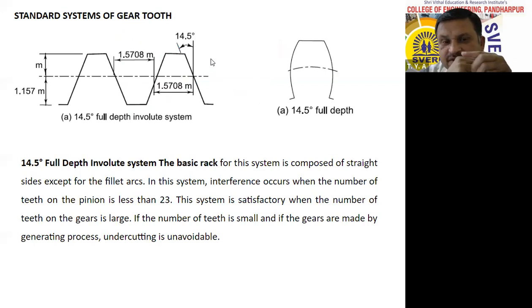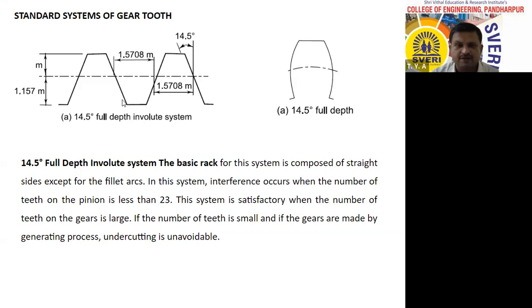Now next is very important, that is the standard systems of gear tooth. Standard systems of gear tooth are classified according to the pressure angles. You know that there are only two pressure angles, 14.5 degree and 20 degree. Therefore, first of all, we will see the 14.5 degree full depth involute system.